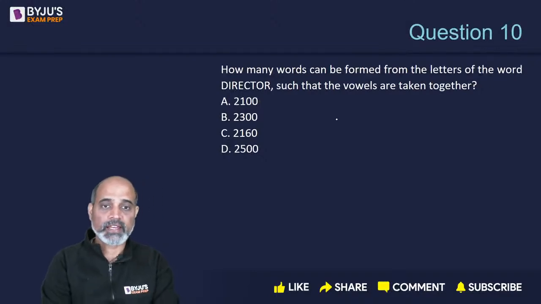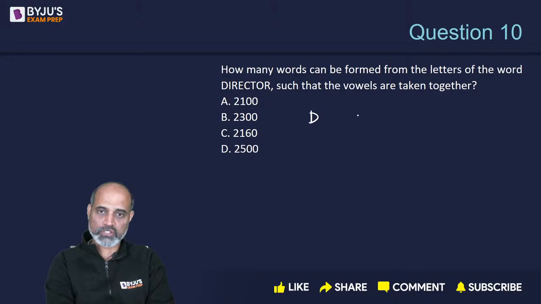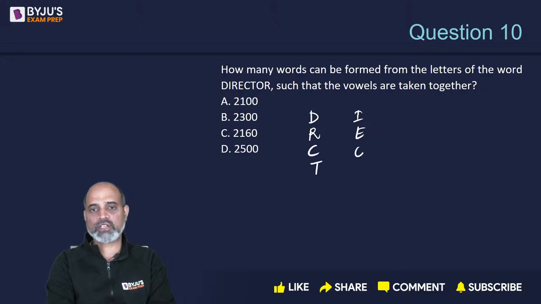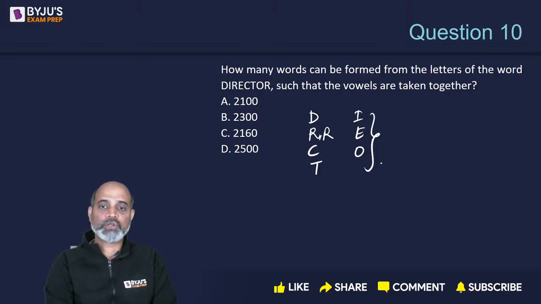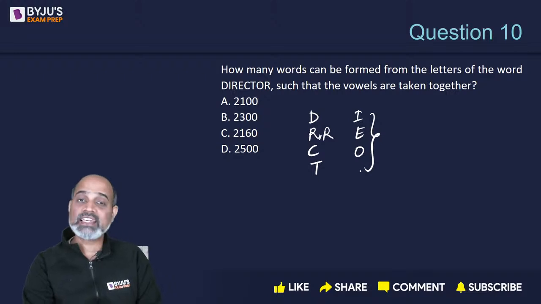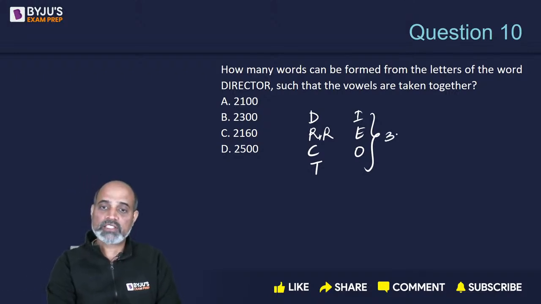Okay. Next, how many words can be formed from the letters of the word director such that the vowels are taken together? So D is a consonant, I is a vowel, R is a consonant, E is a vowel, C is a consonant, T is a consonant, O, and then again we have an R, right? So since we have to take care of the condition, I, E, O, these are 3 letters, right? That can be arranged in 3 factorial ways, which is 6 ways.